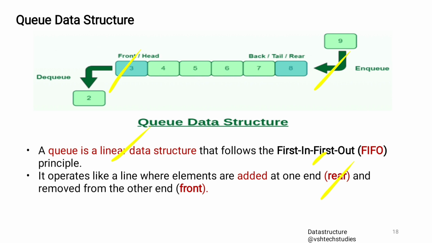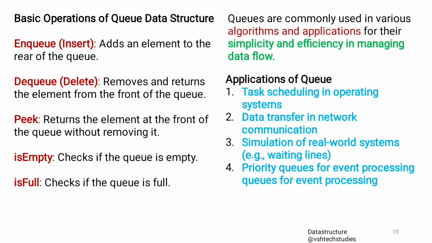That is FIFO data structure. What are the different operations that we can do with queue data structure? Enqueue means insert an element to the rear end of the queue. Dequeue or delete removes and returns the element from front end of the queue.